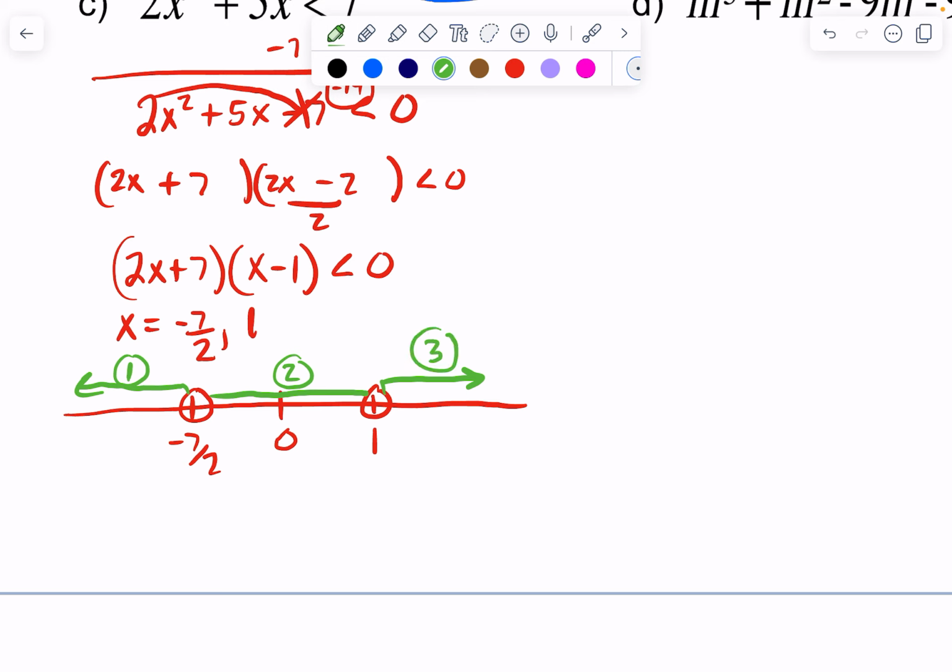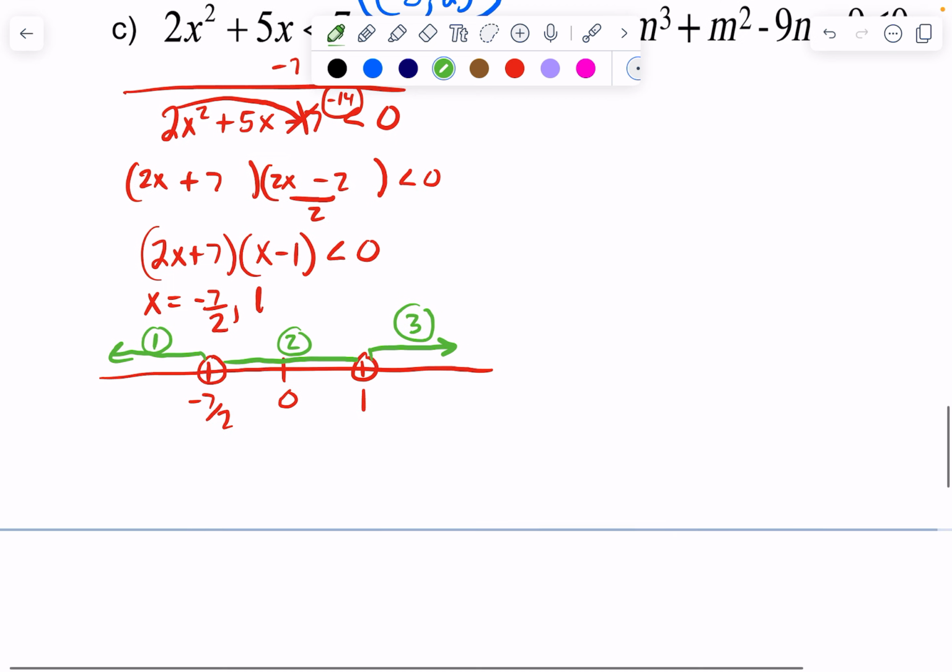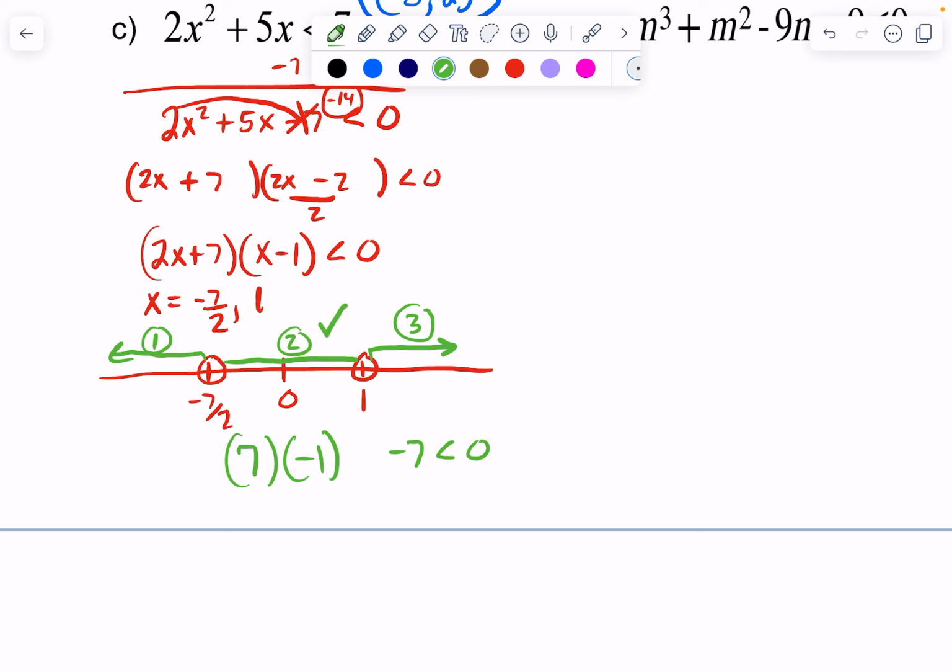Once again, creature of habit, I'm going to use my test zone 2 here. I'm going to use a 0. And 0 plus 7 is 7. 0 minus 1 is negative 1. That's negative 7, which is less than 0. So yes, 2 works. That means test zone 1 and 3 do not work. So my solution is between negative 7 halves, parentheses, and 1 with parentheses.